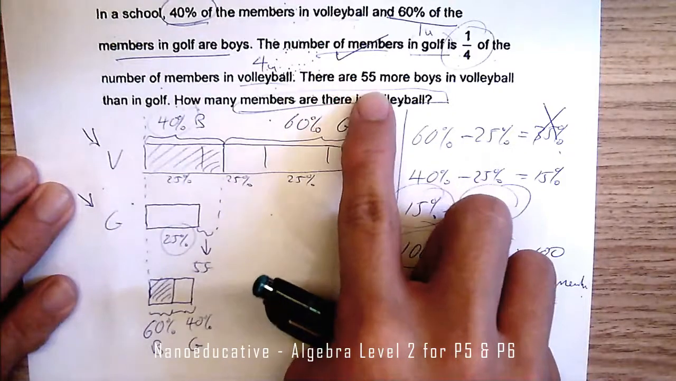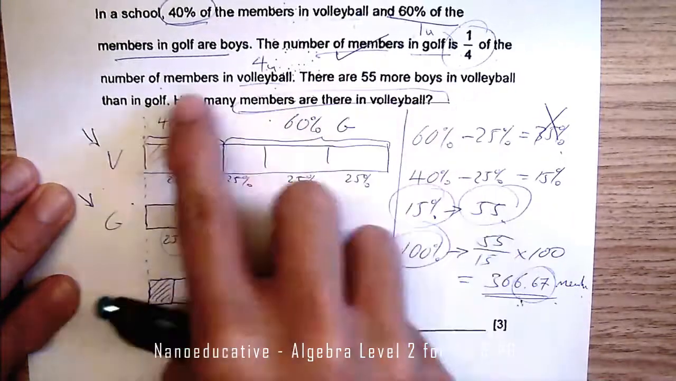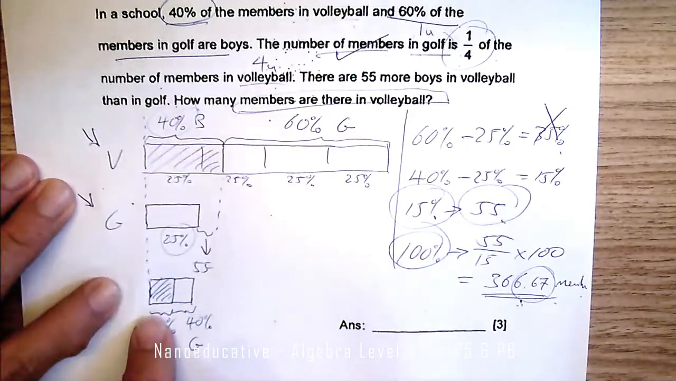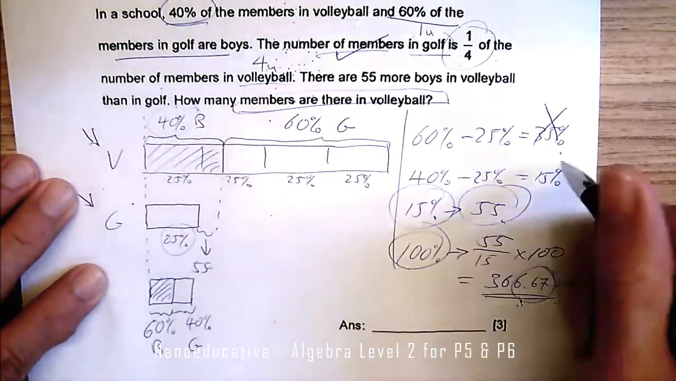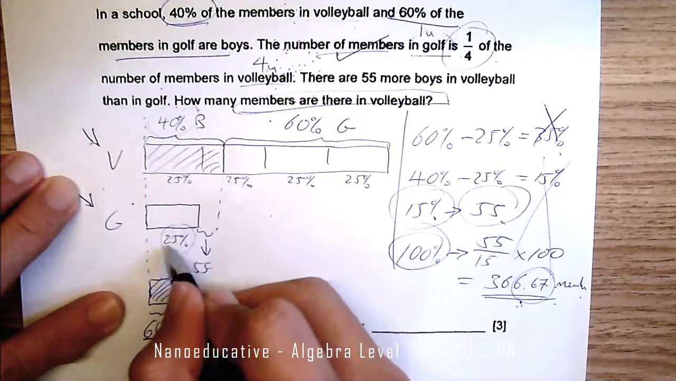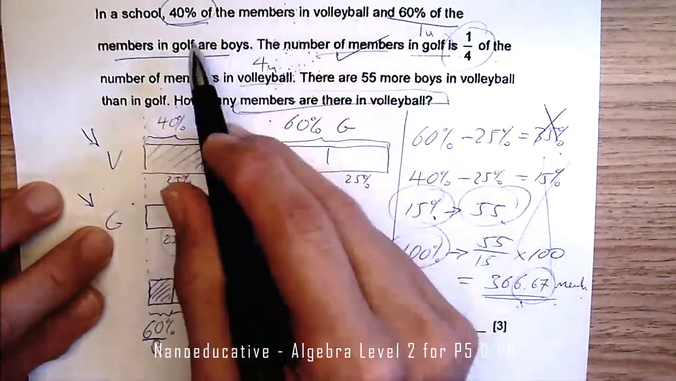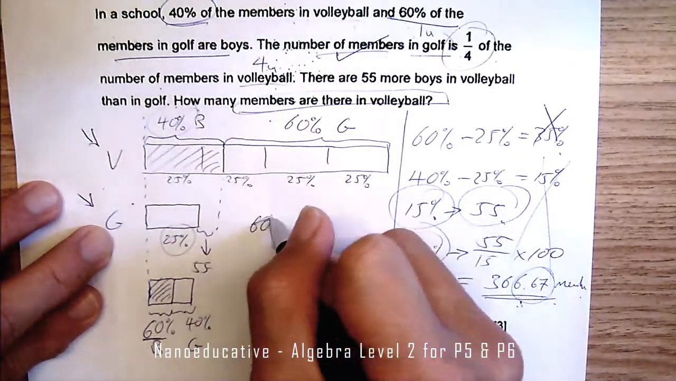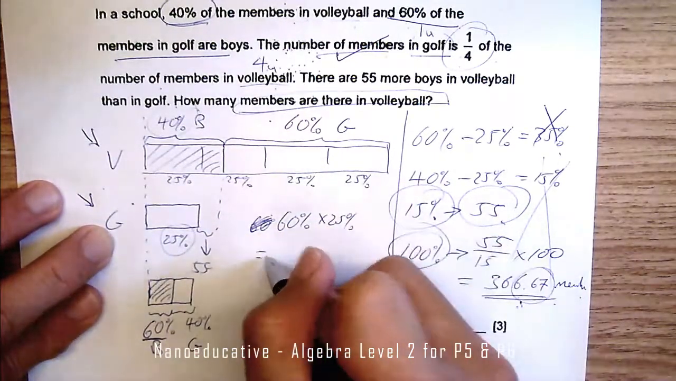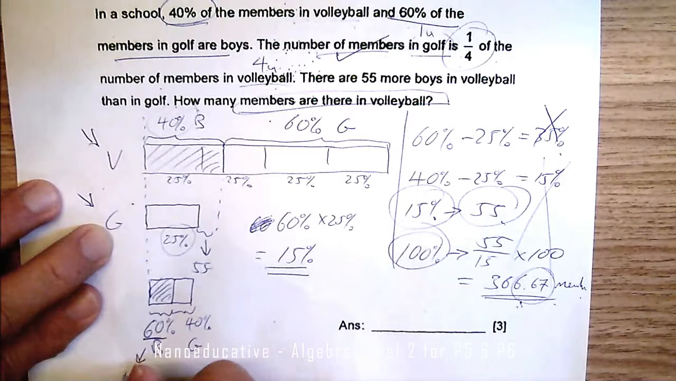Then they said that there are 55 more boys in volleyball. So boys is this 40%. There are 55 more boys in volleyball than in golf. So I presume they're talking about boys in volleyball versus boys in golf. Okay, cool. So from here, I'm going to erase all of this, and then I'm going to find out the percentage of 60% of 25%, because for golf it is 25%, and they say that 60% of the members in golf are boys. So I'm going to put 60% of the 25%. And what will that give us? Oh, 15%. Okay, cool. So this one is actually 15%.